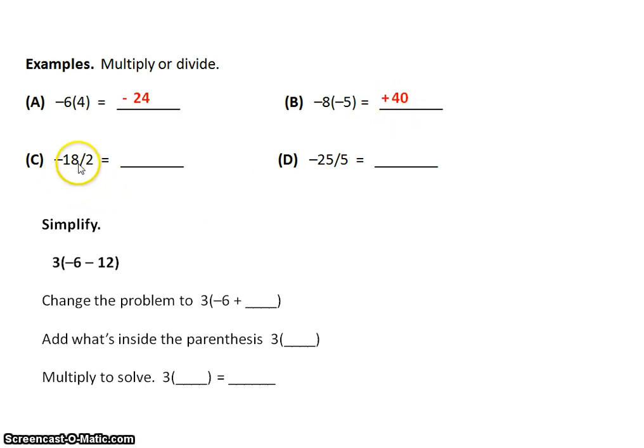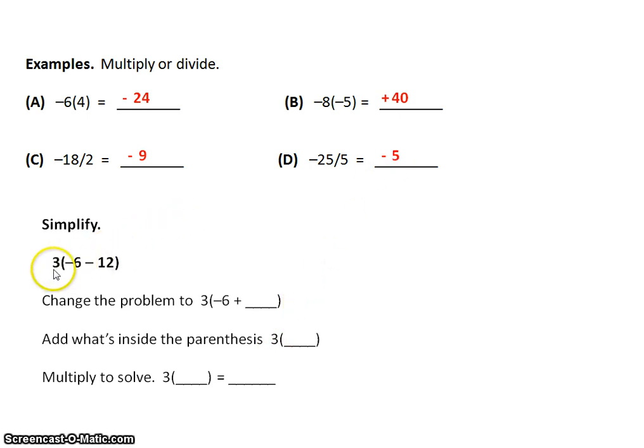Letter C, negative 18 divided by 2. Only one of these two numbers is negative, so we know that our quotient will be negative. Simply take 18 divided by 2, and our quotient comes out to be negative 9. In letter D, negative 25 divided by 5. Only one of these is negative, so our quotient will be negative. 25 divided by 5 comes out to be 5.